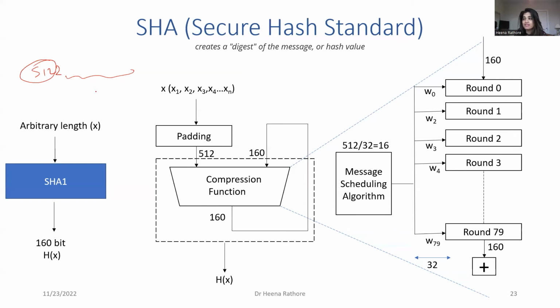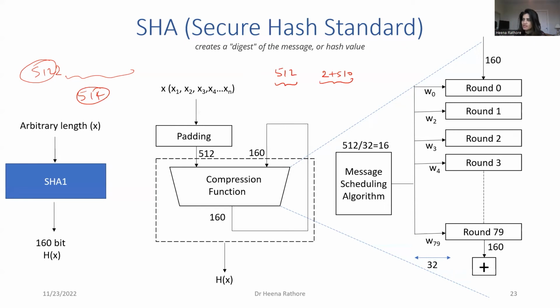What if it is greater than 512? Let's suppose 514. Then in that case, it will be passed as two different inputs. So 512 bits would be passed as the first input. The leftover 2 bits would be appended with 510 bits of padding, and that would be fed as an input for the second round. Not the second round, but the second time this overall algorithm would be run.